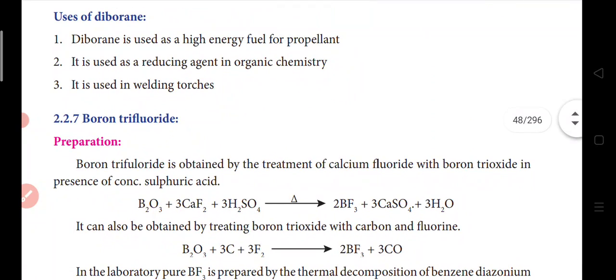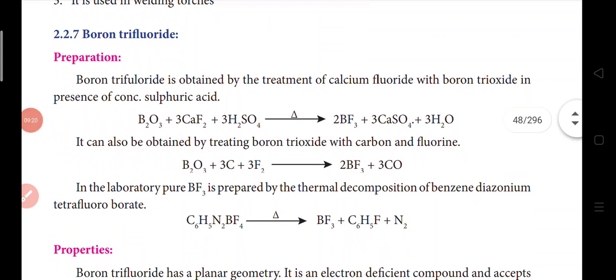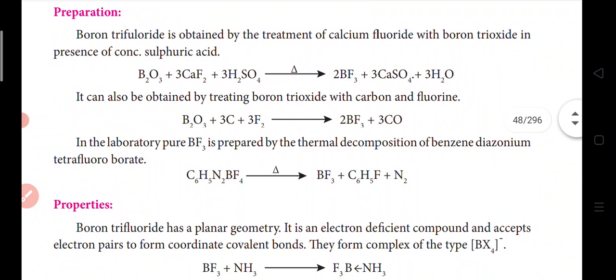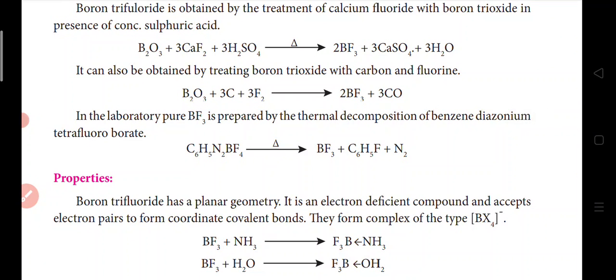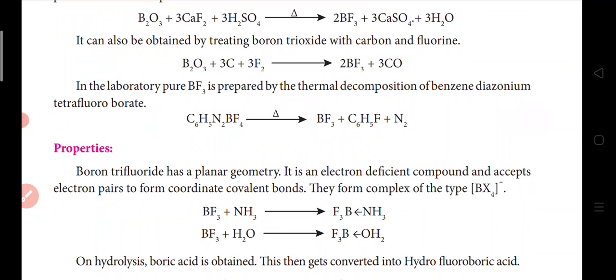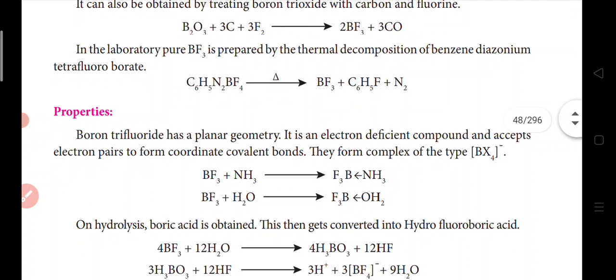Boron trifluoride is obtained by the treatment of calcium fluoride with boron trioxide in the presence of concentrated sulfuric acid. So B2O3 reacts with calcium difluoride in the presence of sulfuric acid. On heating it gives BF3, calcium sulfate and water, and it can also be obtained by treating boron trioxide with carbon and fluorine. So boron trioxide, B2O3, and carbon and fluorine give boron trifluoride and carbon monoxide as a byproduct. In the laboratory, pure BF3 is prepared by the thermal decomposition of benzene diazonium tetrafluoroborate.